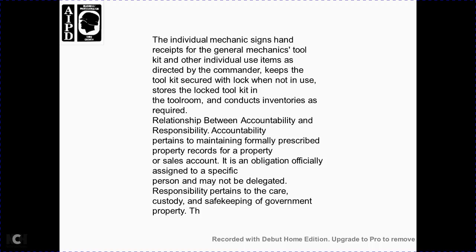The individual mechanic signs for and receives the general mechanic tool kit, and the individual uses the items directly for the commander. Keep the tool kit secured with a lock with a winning nut, and store it with the lock of the tool kit in the tool room.